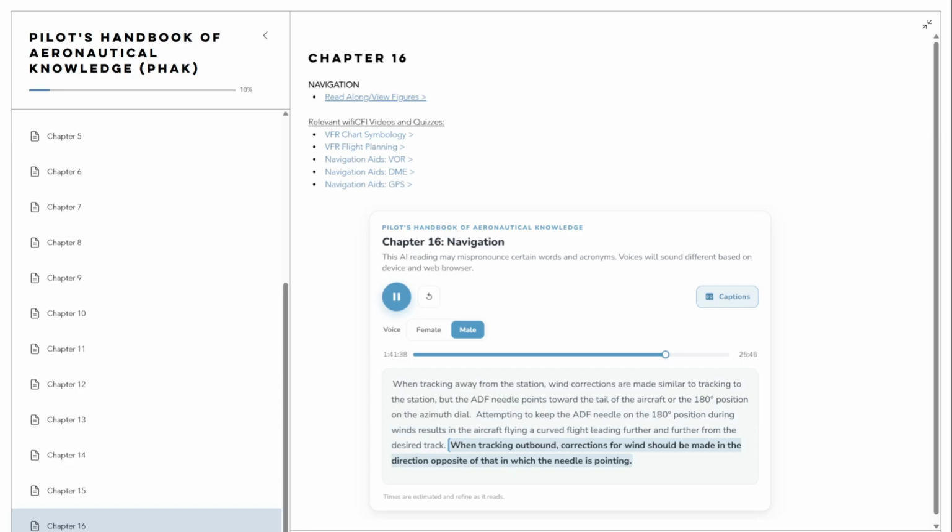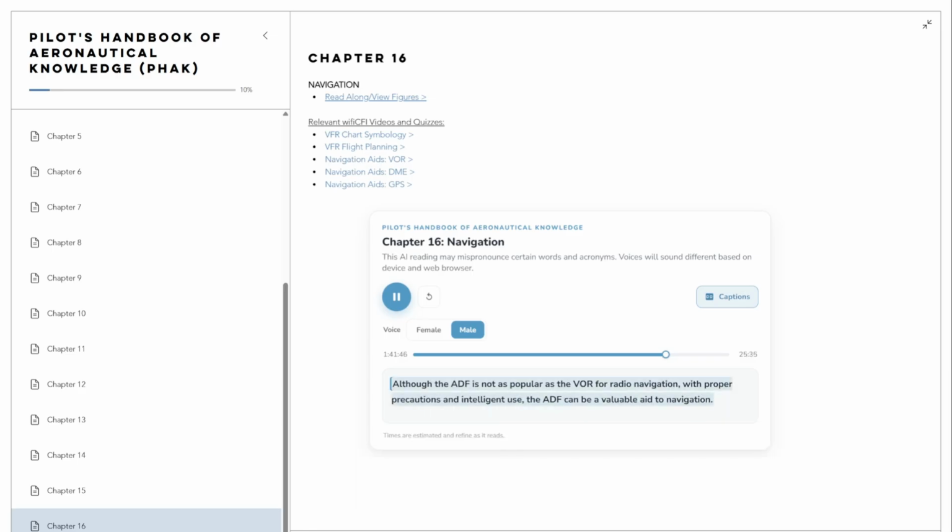When tracking outbound, corrections for wind should be made in the direction opposite of that in which the needle is pointing. Although the ADF is not as popular as the VOR for radio navigation, with proper precautions and intelligent use, the ADF can be a valuable aid to navigation.